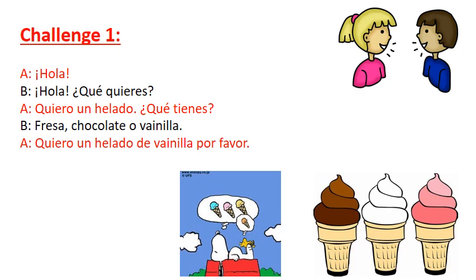So let's practice this part of the role play together. This is the beginning part, and the writing in red is what the customer would say, and the writing in black is what the ice cream seller would say. But I just want you to have a go at saying all of it after me. So, hola, your turn. My turn. Hola, ¿qué quieres? Your turn. My turn. Quiero un helado. ¿Qué tienes? Your go.